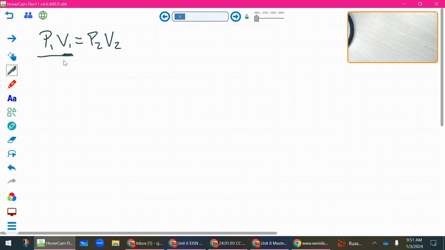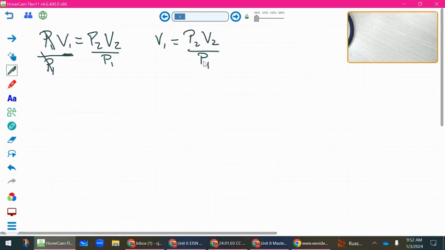I'm going to take this side, and because V1 is multiplied by P1, I'm going to divide it by P1 to get rid of that and isolate the variable, to get V1 alone. Mathematically, if you do something to one side of an equation, you do it to the other to keep it equal. So since I divided this side by P1, I'm going to divide this side by P1. So V1 equals P2 times V2 over P1. Always. That is just the math of it. But it's easy because everything is on one line.